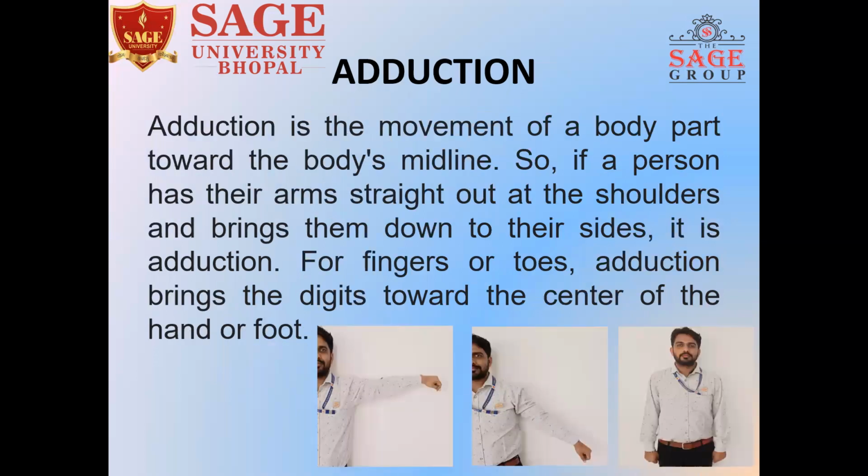Next is adduction. Adduction is the movement of a body part towards the body's midline. So if a person has their arms straight out at the shoulders and brings them down to their sides, it is adduction. For fingers or toes, adduction brings the digit towards the center of the hand or foot. In the picture, you can see the limbs of a person laterally away from the body, and when they go downward and come closer to the midline or sagittal torso, the movement is called adduction.